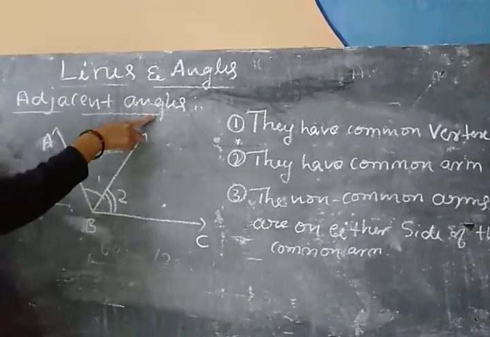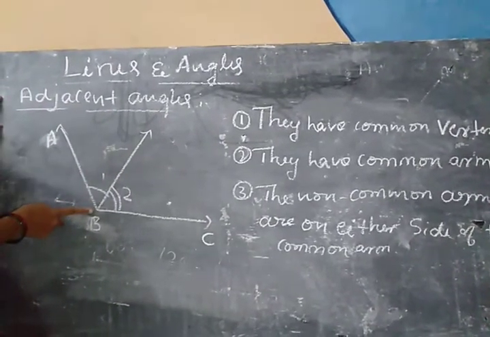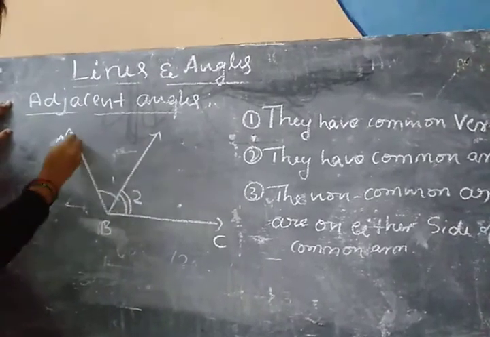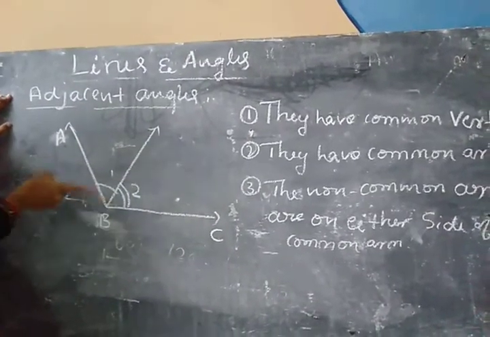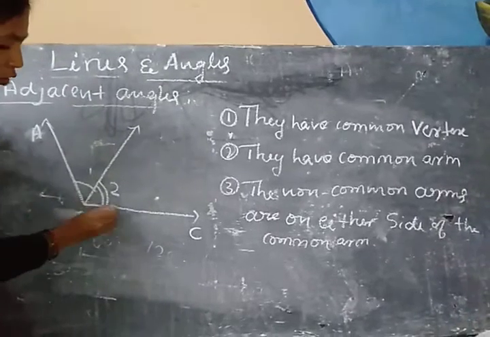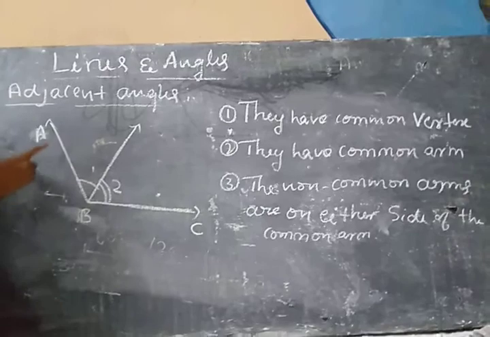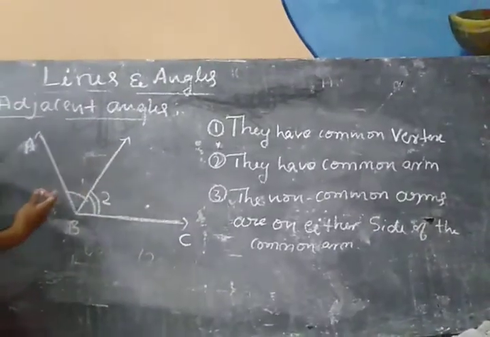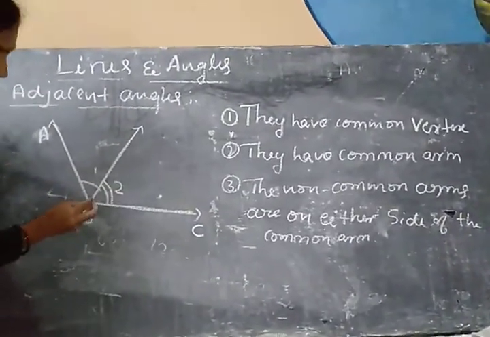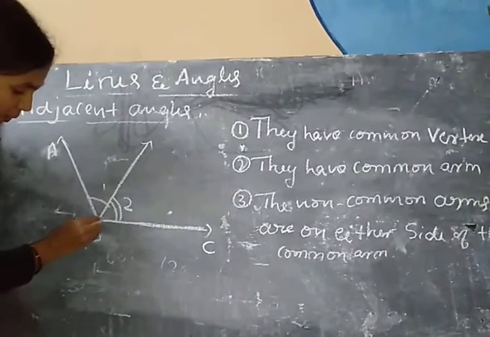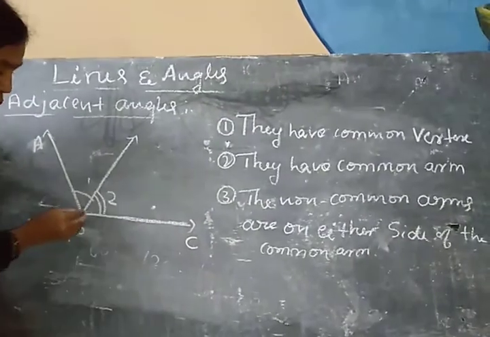Adjacent angles. See the figure here. So here this is the one arm on one side. This is the other arm and this is the other arm. So this is called the line segment. These line segments intersect at the point B. This is the common vertex.